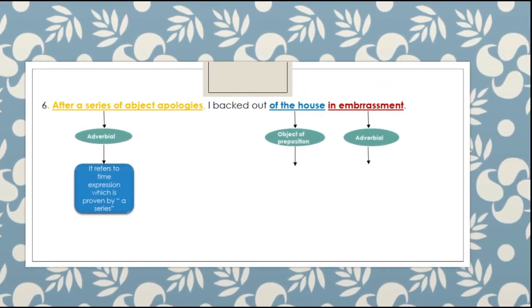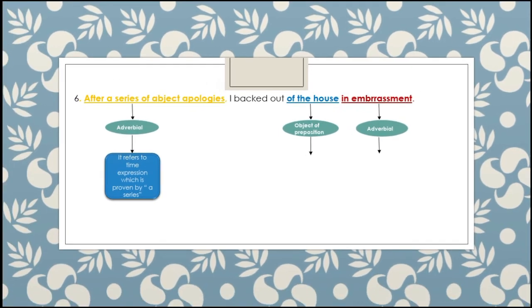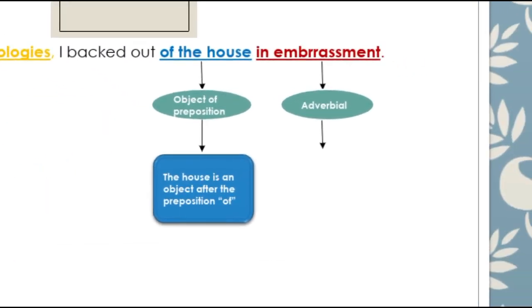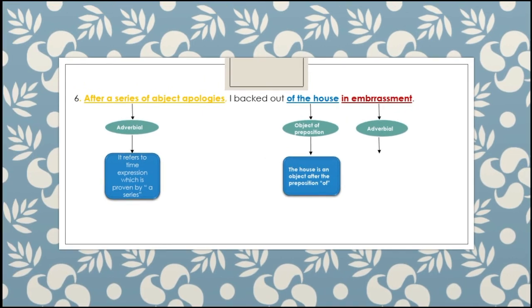Of the house in here is object of preposition because the house is an object after the preposition of. The last one is in embarrassment is adverbial because it refers to a manner adverbial expression.